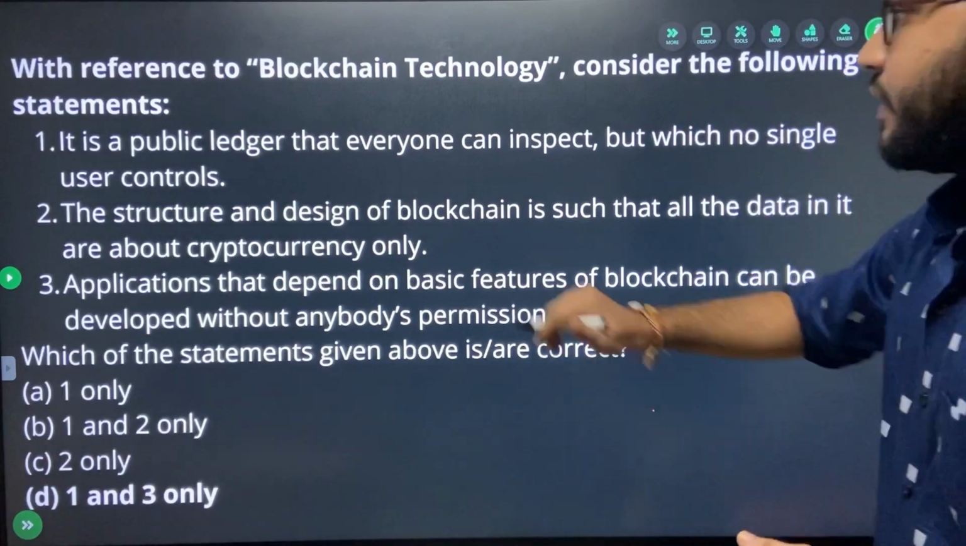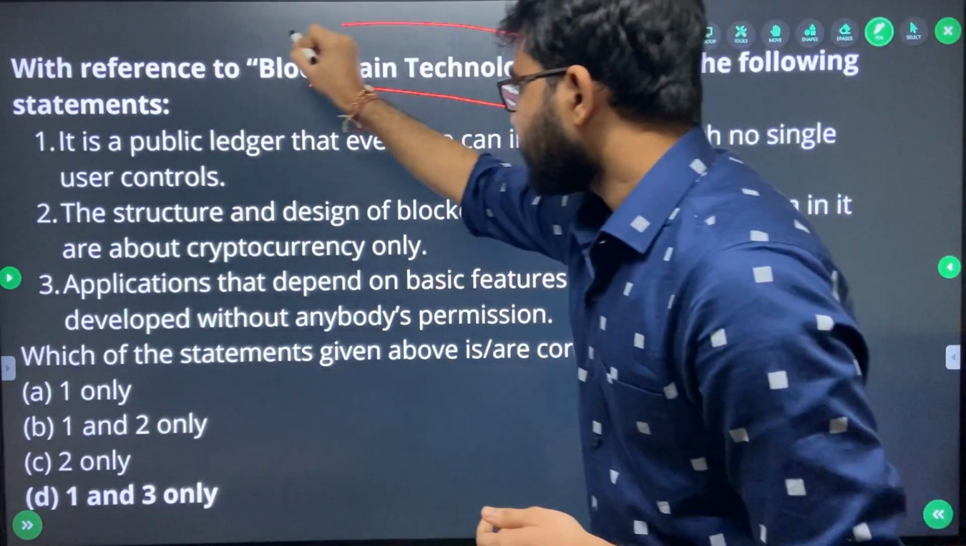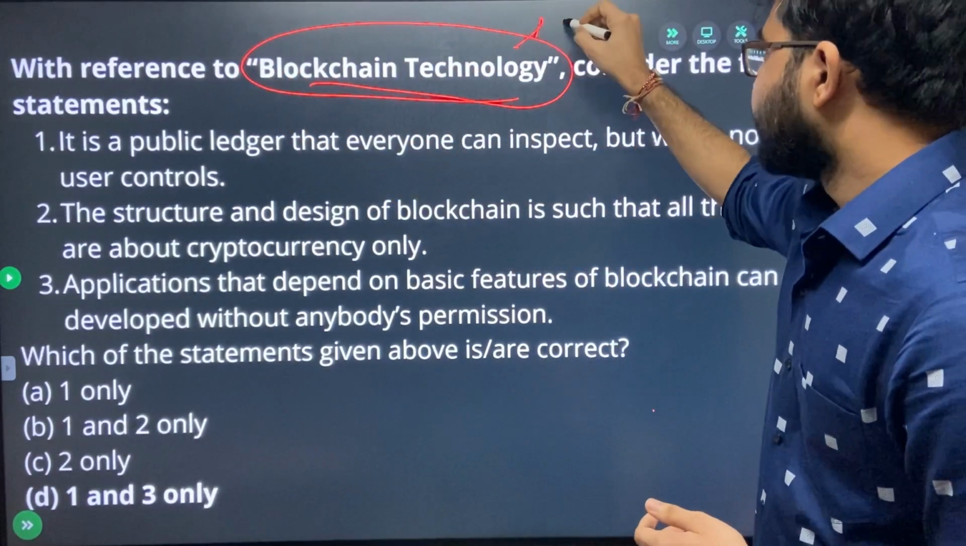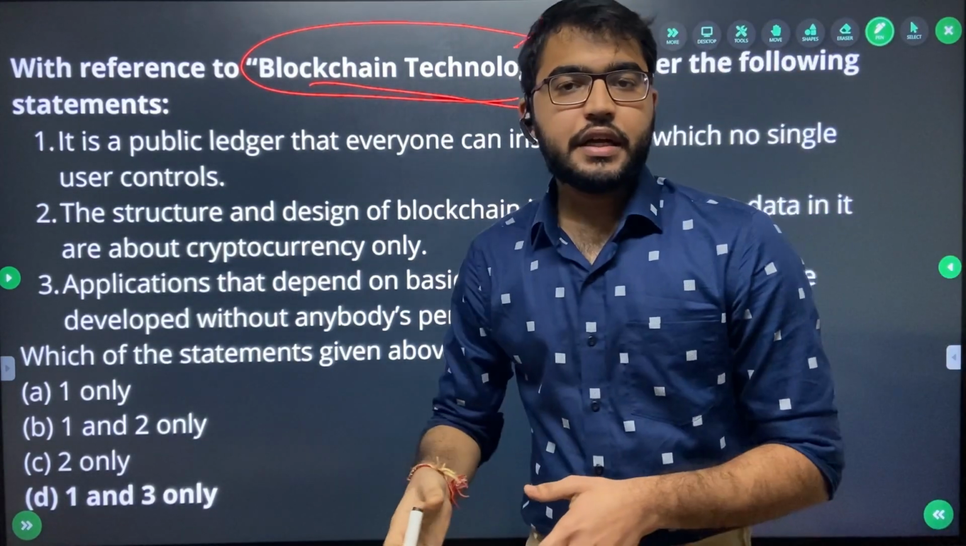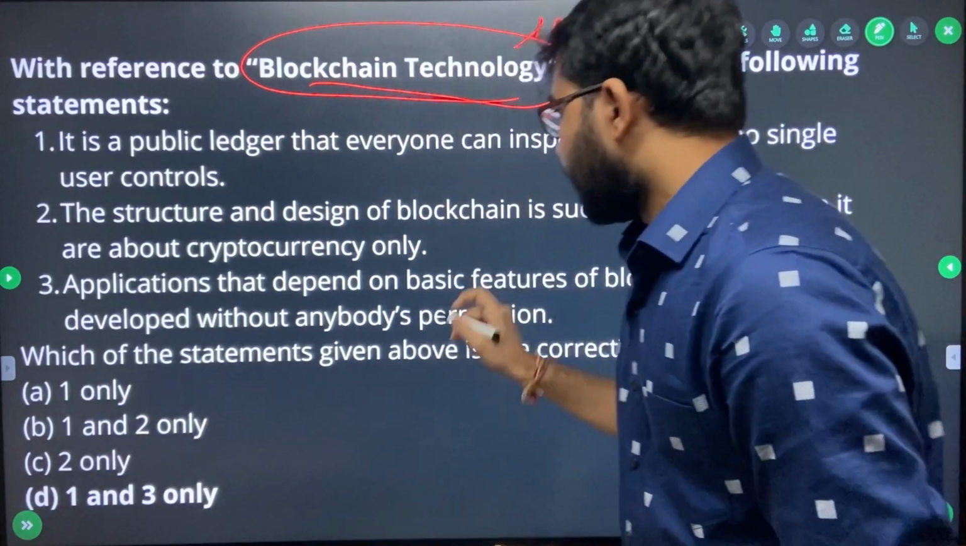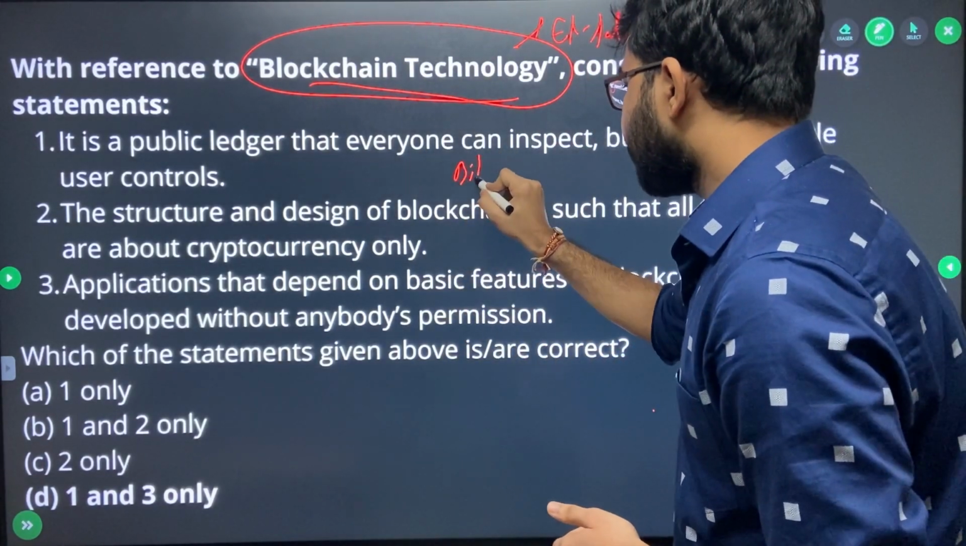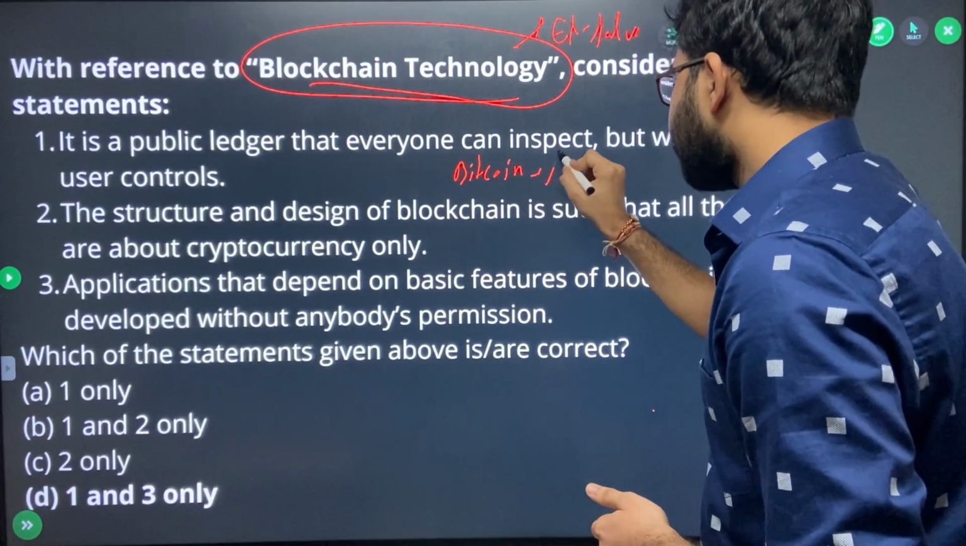Again, with reference to blockchain technology. So recently, El Salvador became the first country to make Bitcoin legal tender.